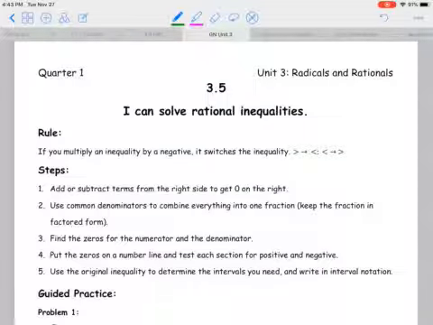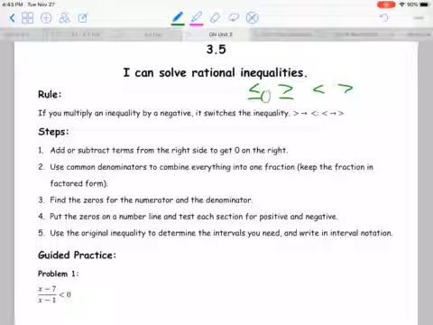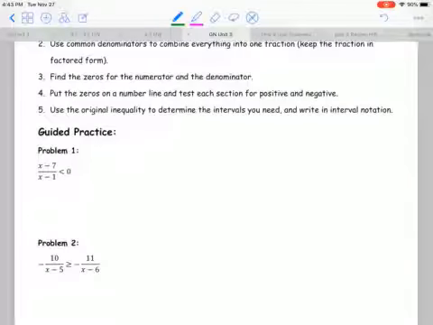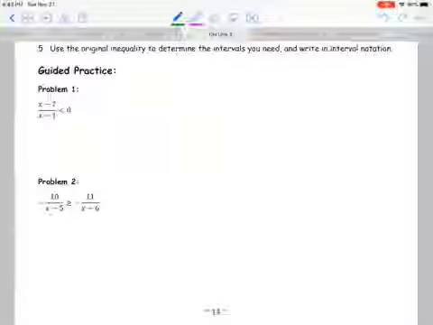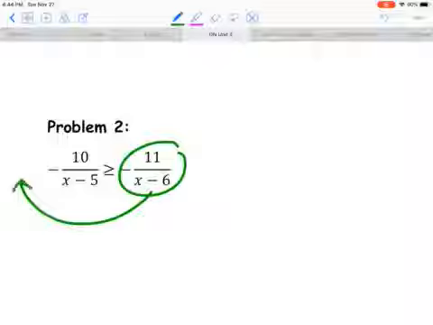Inequalities are any of the ones that have a less than, equal to, or greater than sign. Your goal is to get a 0 on the right side, so something is less than 0 or greater than 0. Like number 1, we already have a 0 on the right side. Okay, problem number 2, we don't. So we have to take this and move it to the other side.